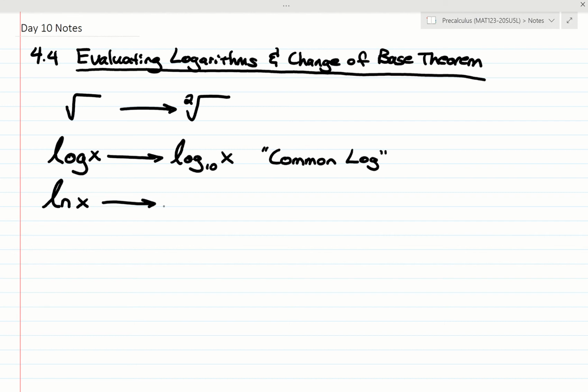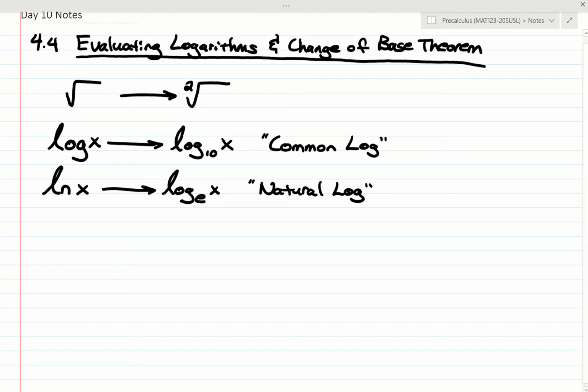And close to where the log button is, you'll see an ln button. And what ln means is a log with base e. This is called a natural log. Now, you might think, why isn't it NL instead of LN? It's Latin. So Logarithmia naturale or something like that. But that's natural log.